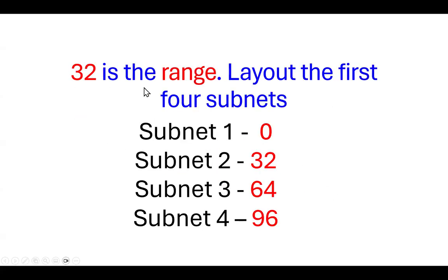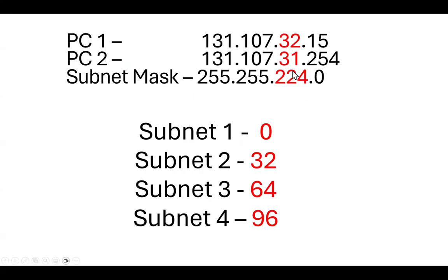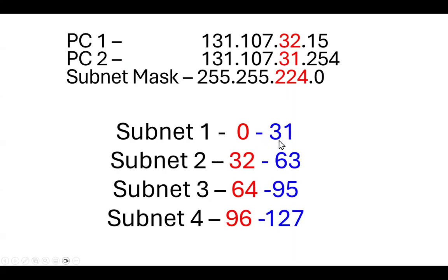32 is the range. So I'll lay out subnet 1, 2, 3, and 4. Subnet 1 starts in 0. Then we add 32. Add 32. Add it again. Now, because I've taken the third octet from the subnet mask, I take the third octet from PC1 and PC2. I don't need all 4 octets. Subnet 1, where does it end? In 31. It ends in 63. It's always 1 less than the subnet above.